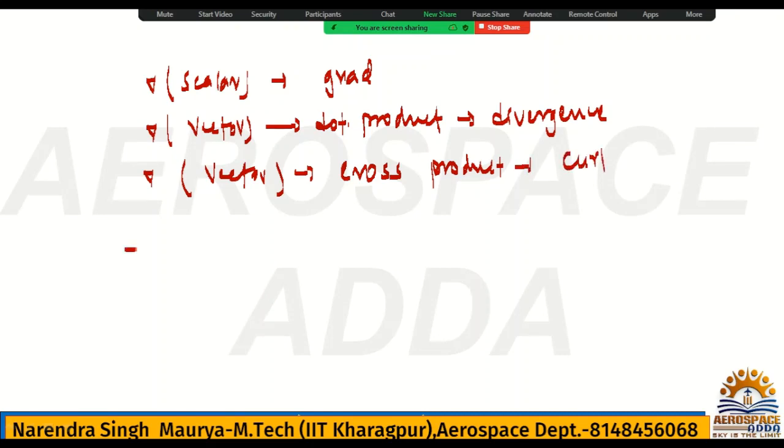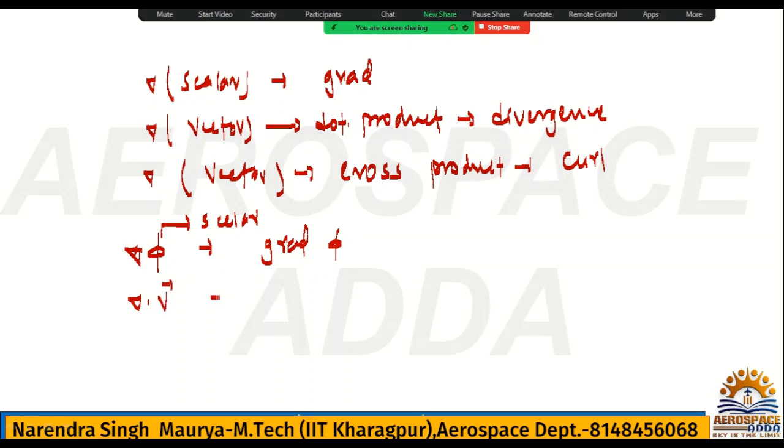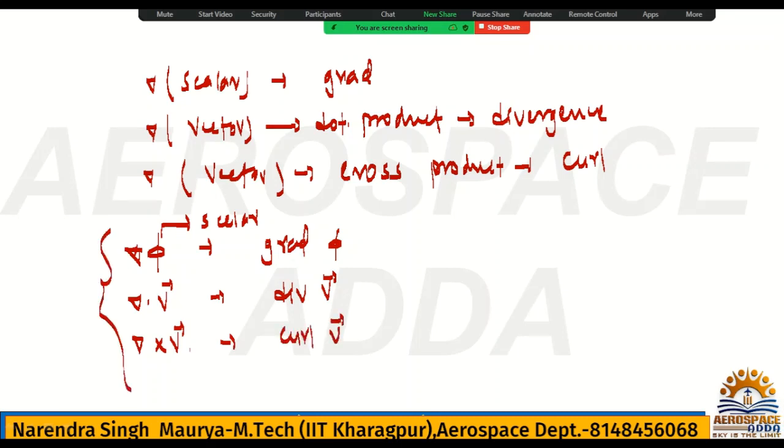Example, grad phi: del and phi. Phi is a scalar, so it will be called grad phi. When this operator acts on the velocity vector V with a dot product, it will be called divergence of V vector. When this operator is a cross product with velocity, you will call it curl of V vector. Simple mathematics that you should know.